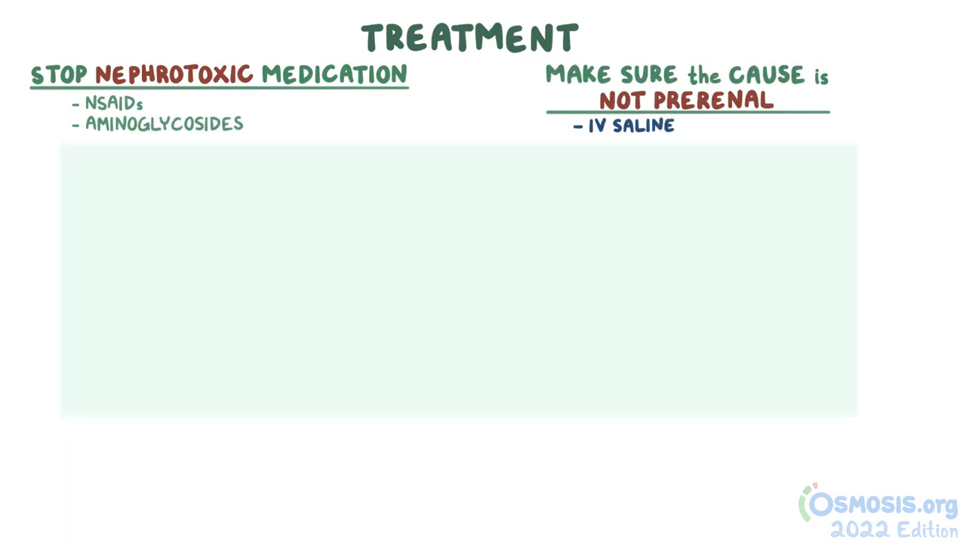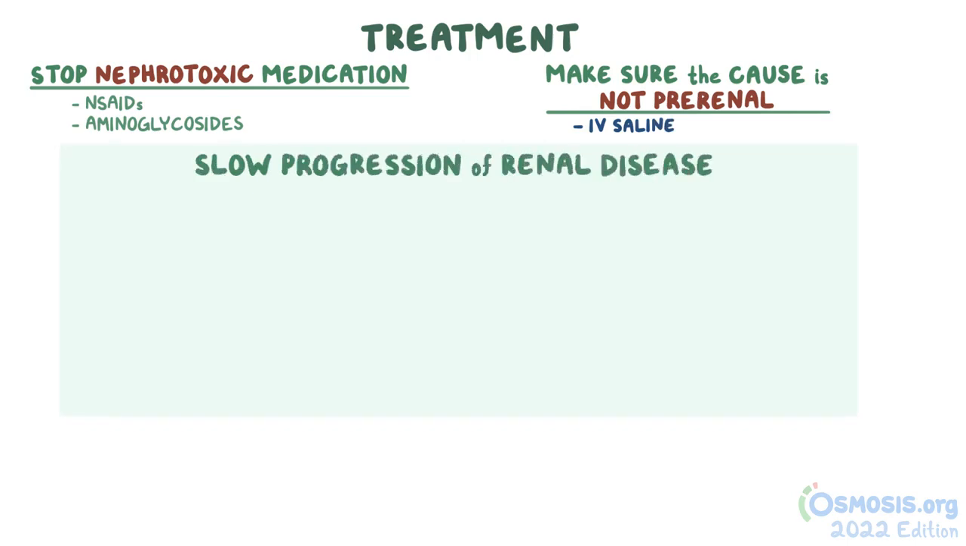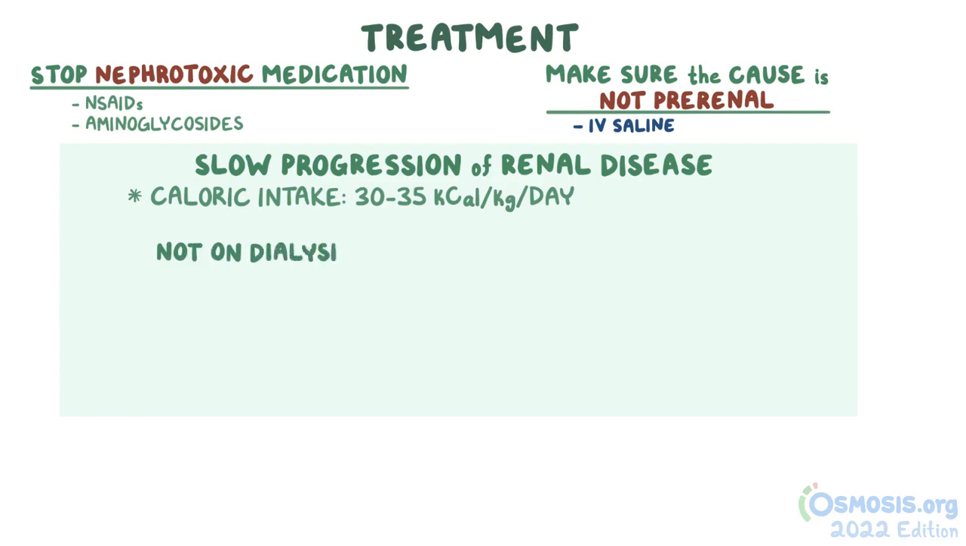After that, the goal is to slow the progression of renal disease, rather than stopping it. First, dietary recommendations include keeping the caloric intake between 30 and 35 kilocalories per kilogram per day to help manage body weight, since a high BMI is a risk factor for worsening renal function. That works out to just about 2,300 kcals per day for a 70 kilogram adult. Now, if the individual is not on dialysis, then protein restriction is recommended, 0.8 grams per kilogram per day.